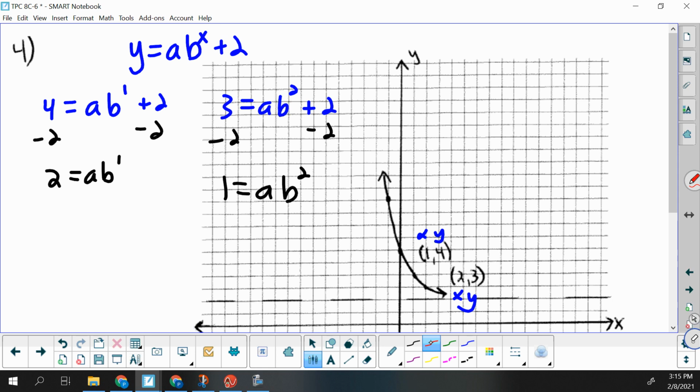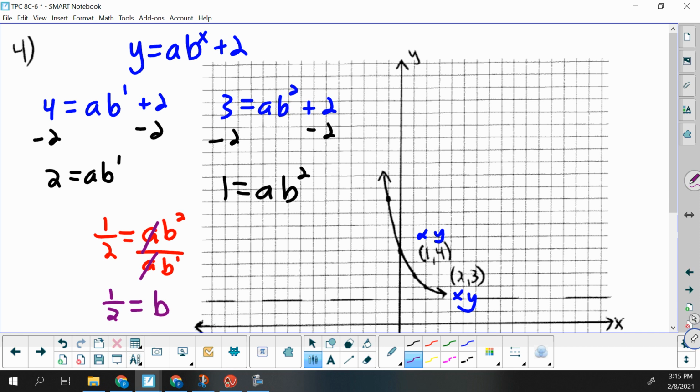Put the bigger exponents equation on top. So that, for me, that's the right-hand equation. So I'll have 1 over 2 equals ab squared over ab to the first. 1 over 2 is just a half. The a's divide out. And 2 minus 1 gives us 1. So we'll just have b to the first, which is b.